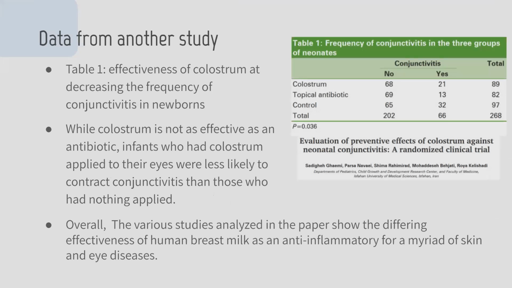And then a second study that was in this larger analysis shows the effectiveness of colostrum at decreasing the frequency of conjunctivitis in newborns. And while this data shows that colostrum is not as effective as an antibiotic, those infants who had colostrum applied to their eyes were less likely to get conjunctivitis than those who had nothing applied. But overall, these various studies that were in this larger study show differing effectiveness of human breast milk as an anti-inflammatory for a myriad of skin and eye diseases.